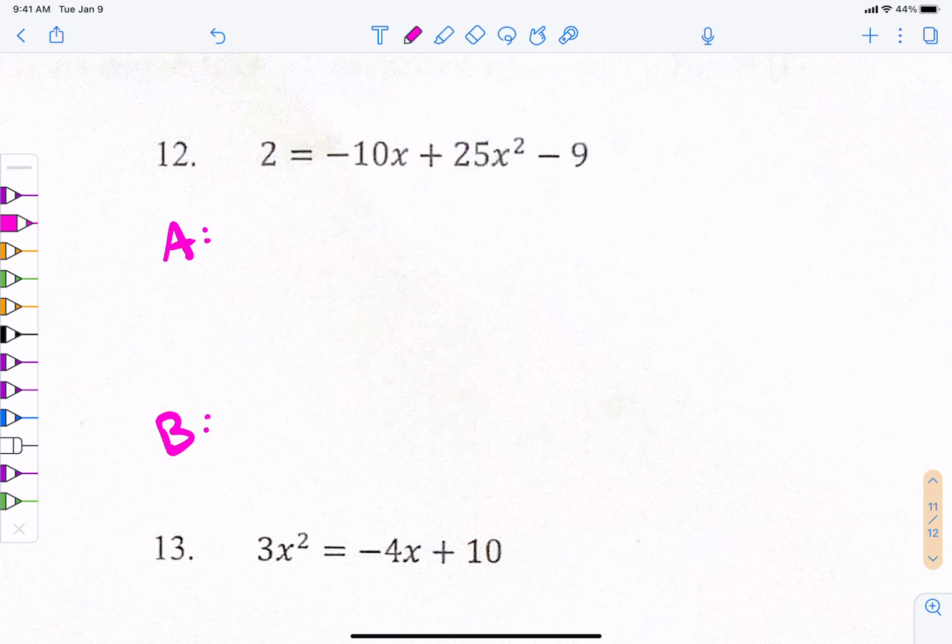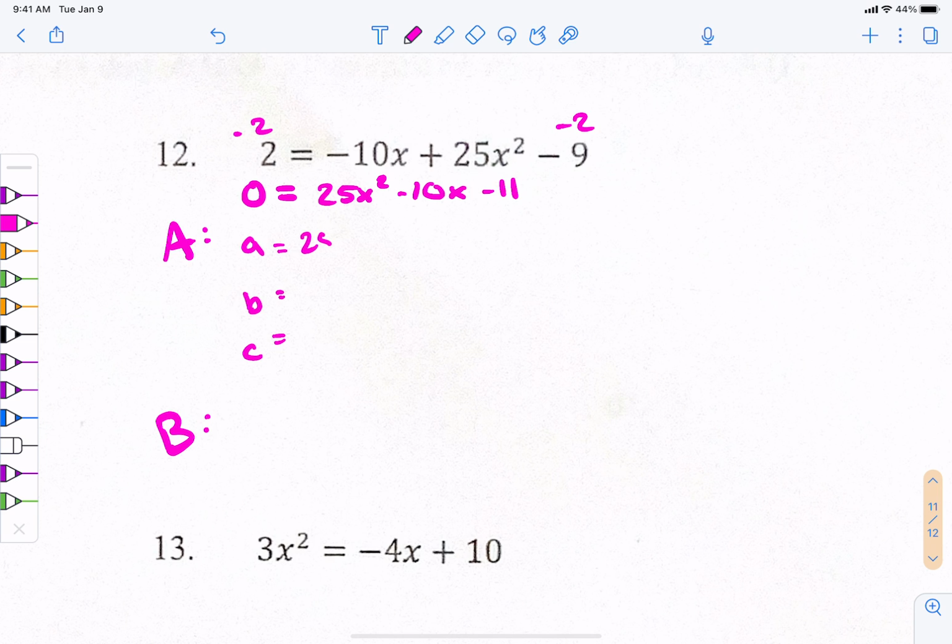Is this guy ready to go? No. Okay, what do we got to do? Minus 2 over, and we've got to organize him, right? So what comes first? 25x squared, minus 10x, and then minus 11. Okay, that gives me our A, B, C. What is A? 25. B is negative 10. C is negative 11.